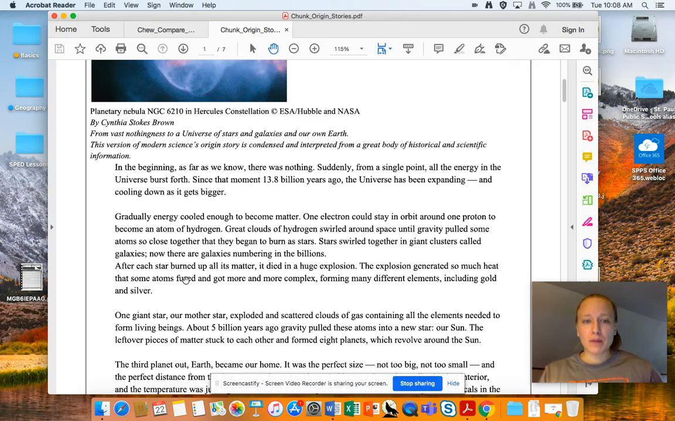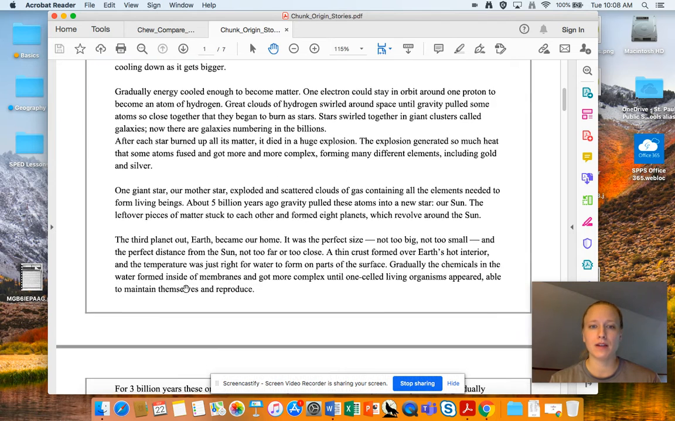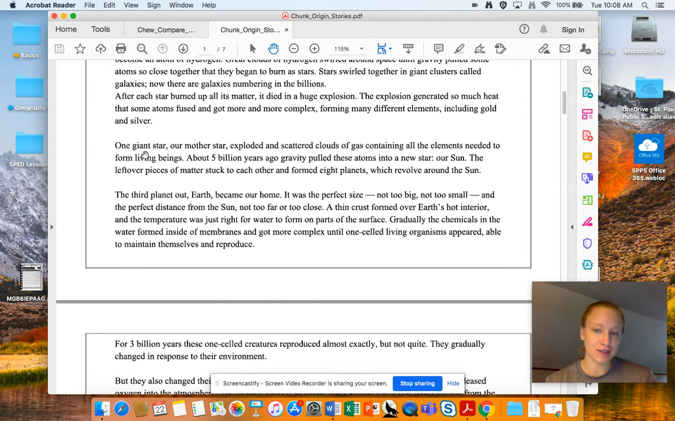After each star burned up all its matter, it died in a huge explosion. The explosion generated so much heat that some atoms fused and got more and more complex, forming many different elements, including gold and silver. One giant star, our mother star, exploded and scattered clouds of gas containing all the elements needed to form living beings. About 5 billion years ago, gravity pulled these atoms into a new star, our sun.